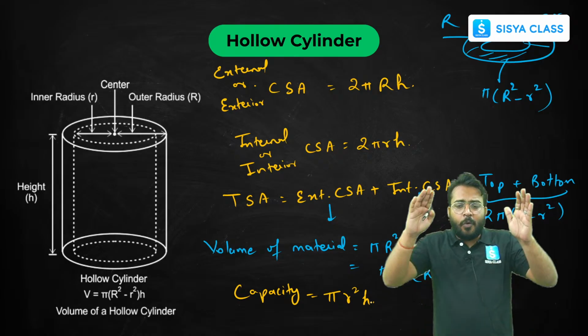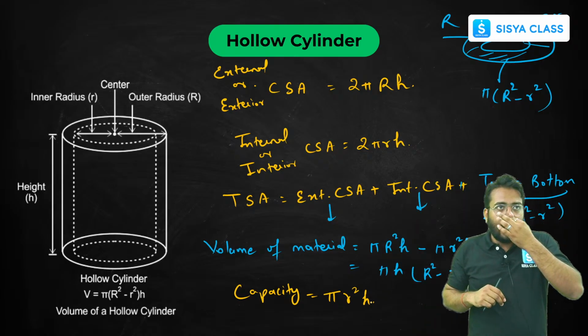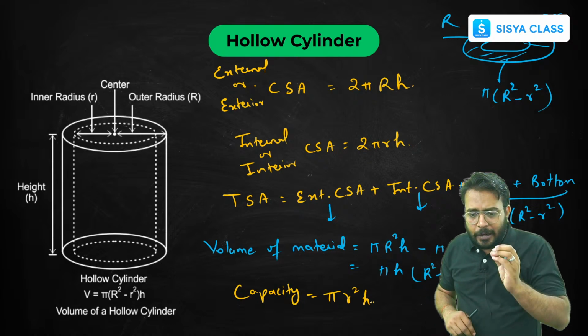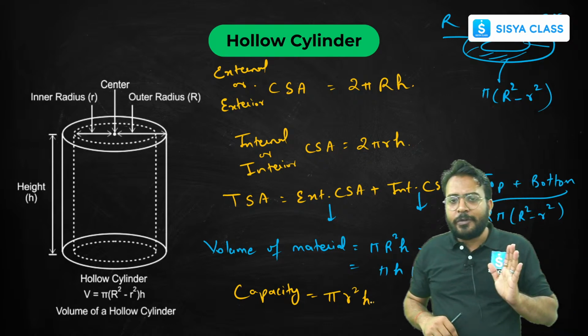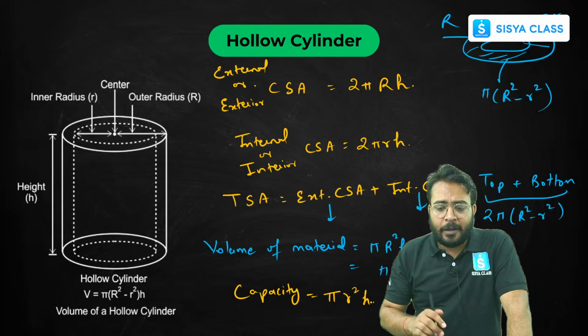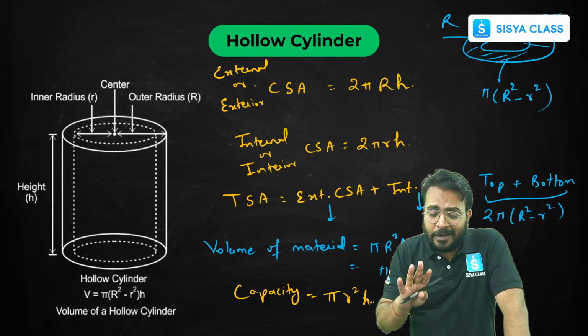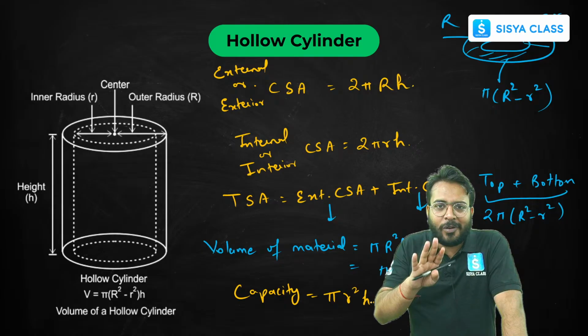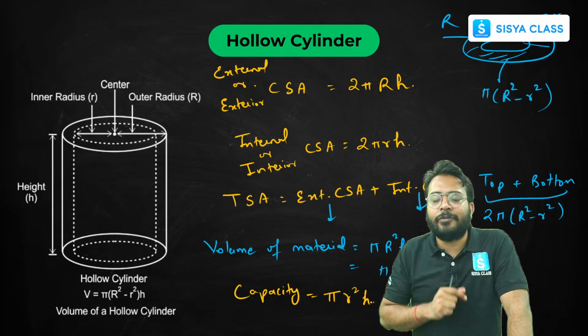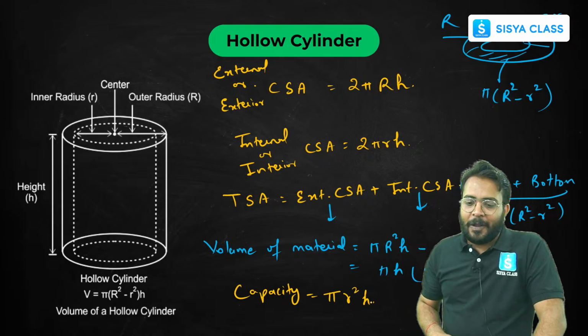So this whole thing we have discussed about the hollow cylinder: the exterior curved surface area, interior curved surface area, total surface area, and volume of the hollow cylinder. Now again I am saying, in the examination hall, don't go for the derivation. Just remember these formulas so that you can use them in a fraction of a second.